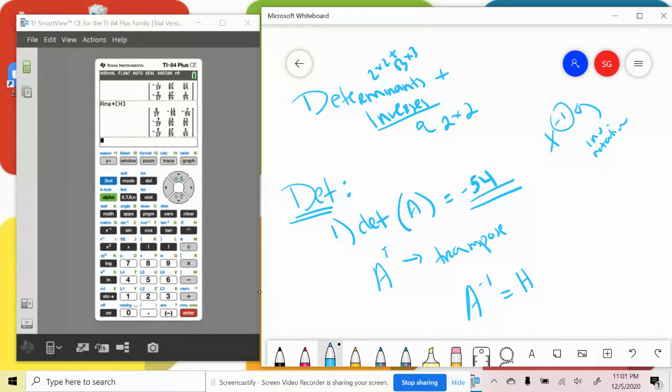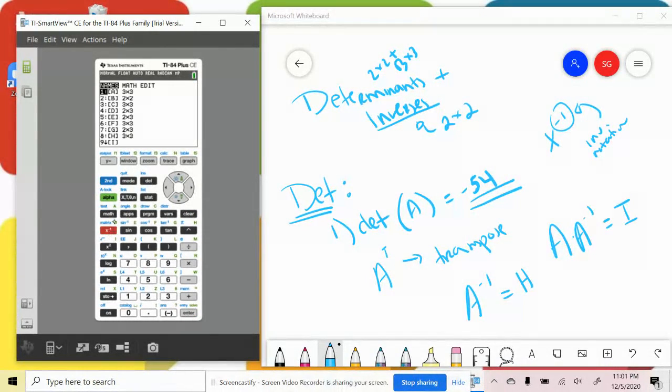And let's say I want to check that. Well, if I do A times A inverse, it should give the identity matrix. Let's see. I do second matrix, recall A, and then multiply it by second matrix H, number 8. Oh my goodness, I get the identity matrix. You can check your own work here. You can really make these connections about what we've learned and now let the calculator support you in doing the same things that we've learned.